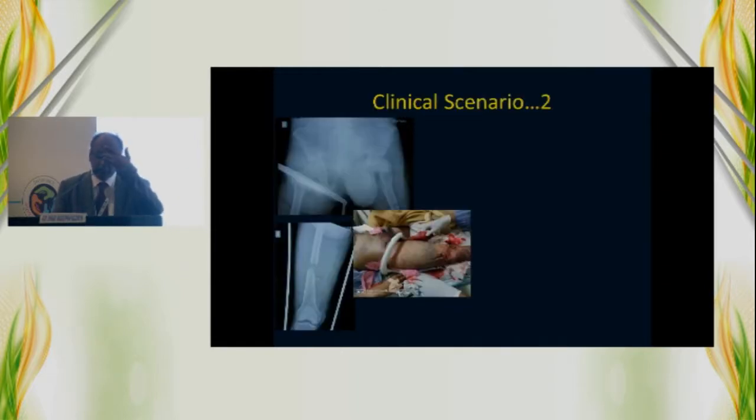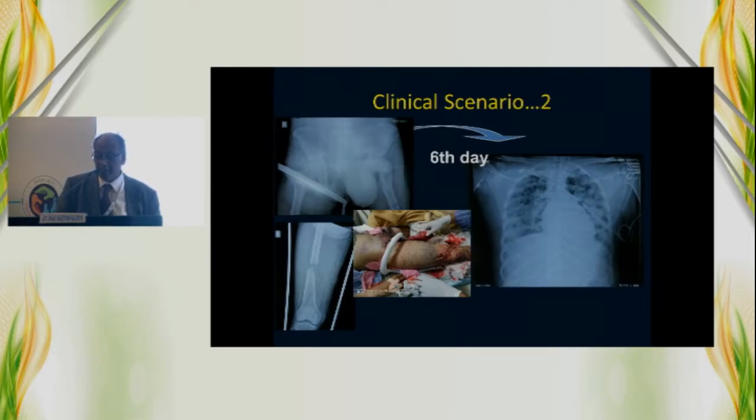Another scenario where a patient with, again, pelvic and femur fractures with massive bleeding. His hemoglobin was 2, his lactate was 16 on arrival. His BP could hardly be recorded. He was initially resuscitated, but by the 6th day, that was what his chest x-ray looked like, and then finally he died on the 10th day.